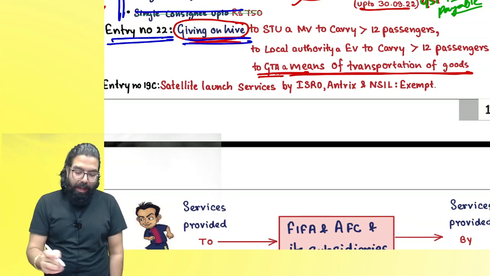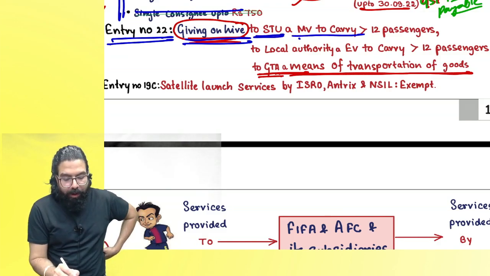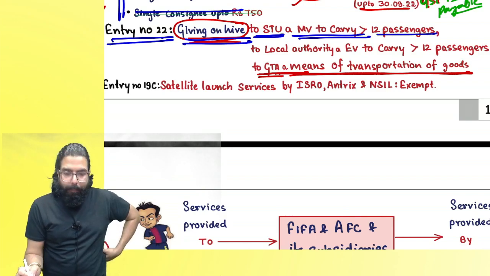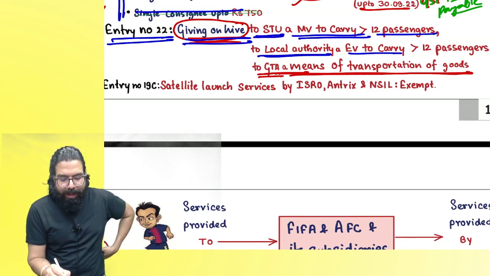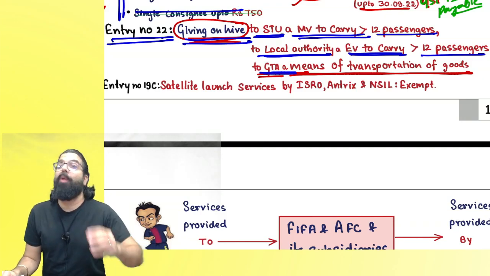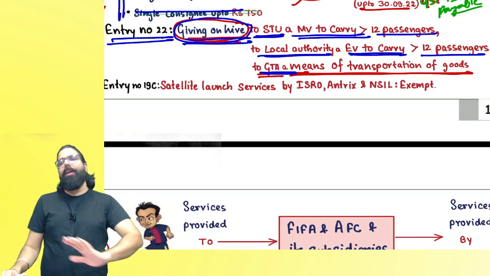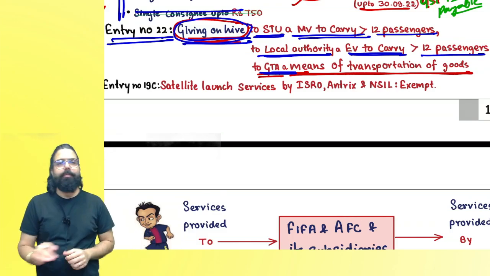Are we clear, everyone? Now, if I give on hire to a state transport undertaking a motor vehicle meant to carry more than 12 passengers, or to a local authority an electric vehicle to carry more than 12 passengers, or I am giving a truck to a GTA, then they are telling you that you should not charge any GST.